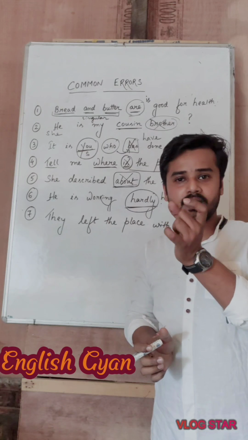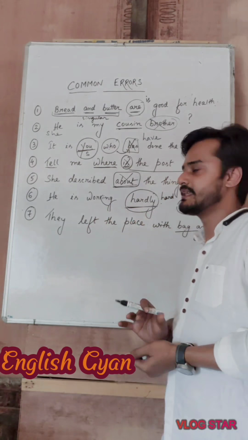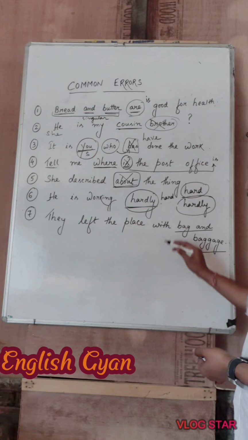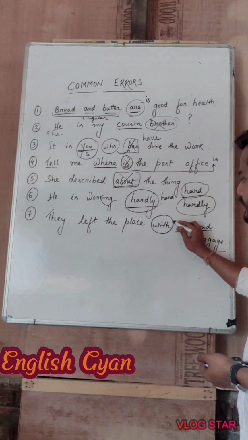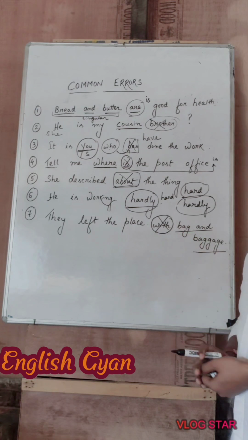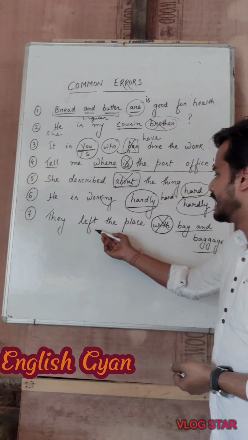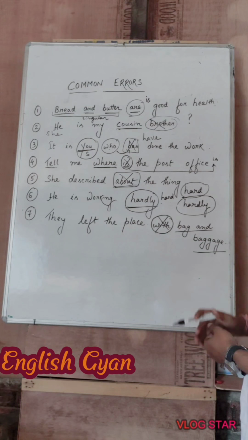So the word with itself is included in the phrase bag and baggage. So we don't need to use the word with again. So the correct sentence will be, they left the place, bag and baggage.